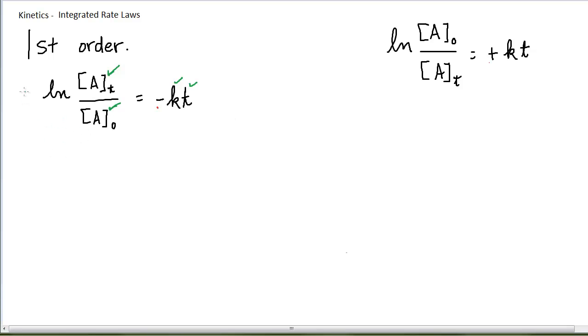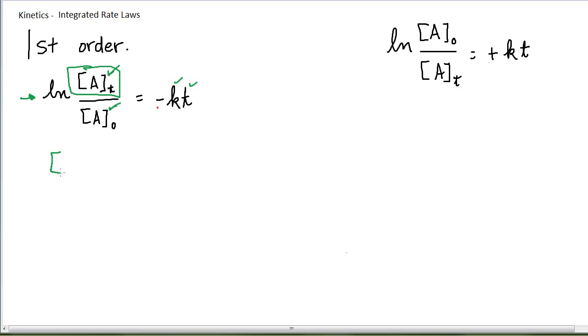Alright, in this first expression, let's start here. If I am trying to solve for the concentration at time t, for example, let's say this is my unknown, then I have to get it by itself. In order to get it by itself, the first thing I have to do is get rid of the logarithm that's around it, and that's by taking the inverse natural log.